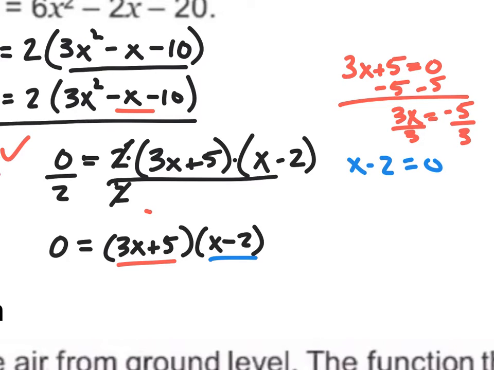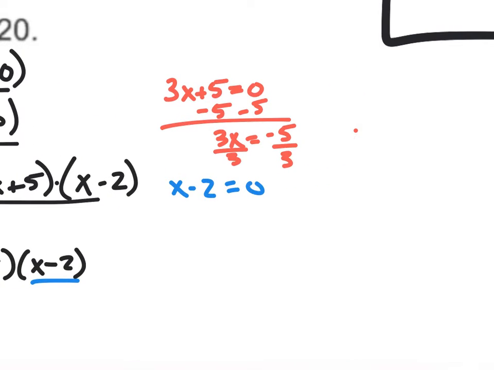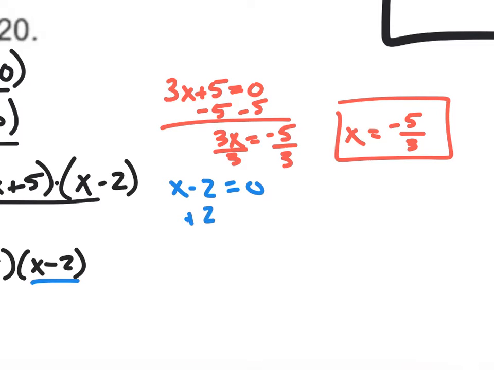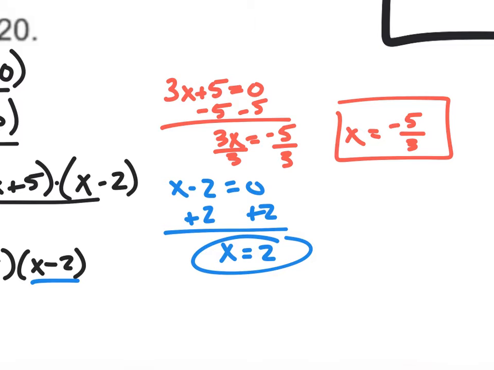Now, when x minus 2 equals 0, I'm going to add 2 to both sides, and what I get as a result is that x is equal to 2. So my solutions are as follows. I've got x equals 2, or I've got x equals -5/3. And these are also called my roots. These mean the same thing.